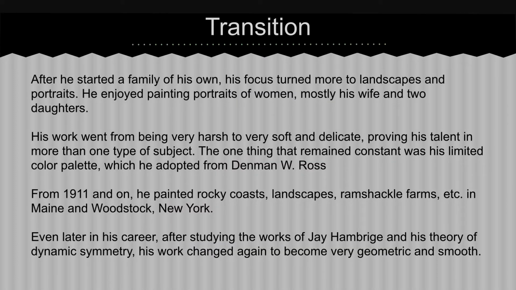After he started a family of his own, his focus turned more to landscapes and portraits. He enjoyed painting portraits of women, mostly his wife and two daughters. His work went from being very harsh to soft and delicate, proving his talent in more than one type of subject. The one thing that remained constant was his limited color palette, which he adopted from Denman W. Ross. From 1911 and on, he painted rocky coasts, landscapes, ramshackle farms, etc. in Maine and Woodstock, New York.